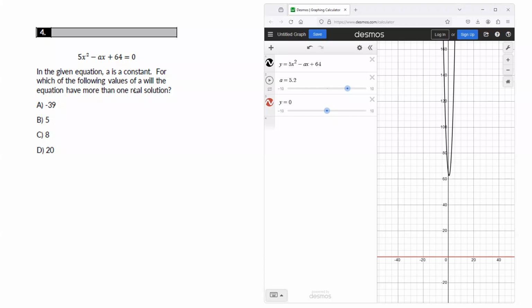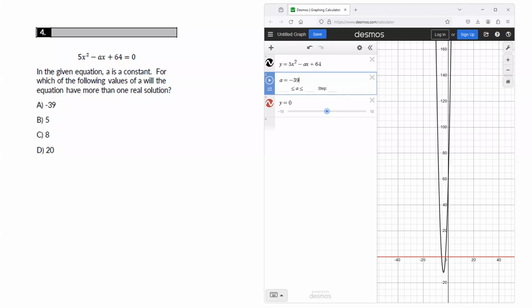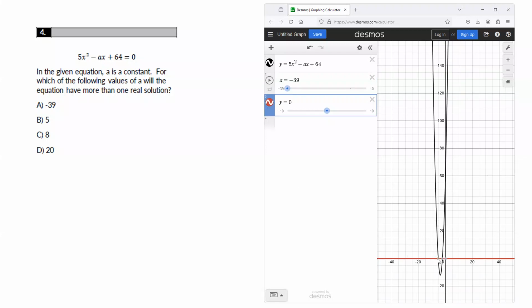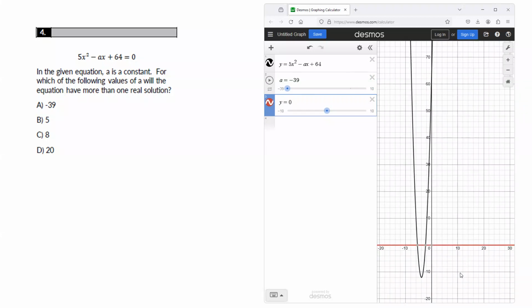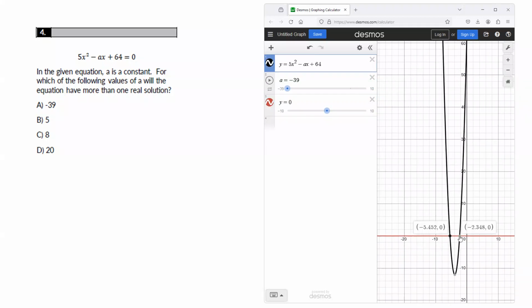Let's see. For which of the following values of A will the equation have more than one real solution? Well, my first option is negative 39. So I'm going to go to the slider and just type in the number negative 39. I think that's the fastest way to get there. And I can see now my black parabola does cross over that red line twice. That is more than one real solution. I can see 2 of them right there. I believe the answer is A. Just because I'm a double checker, I'm going to check the other 3 answers, but I'm pretty sure it's going to be A.